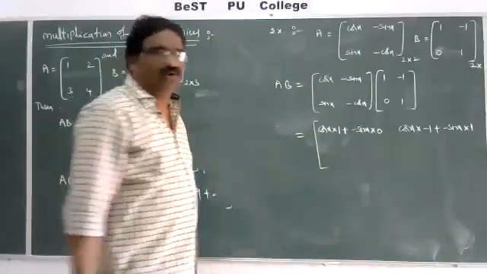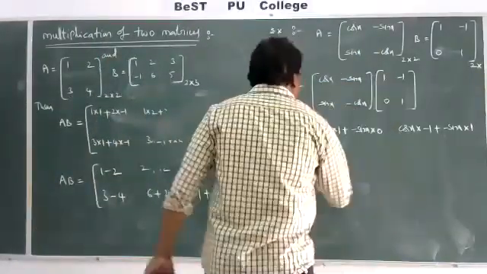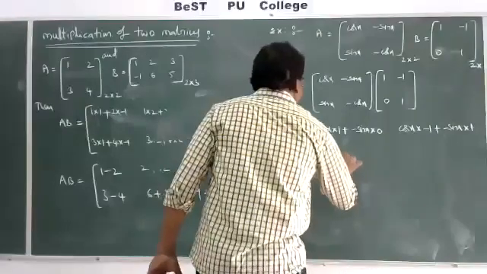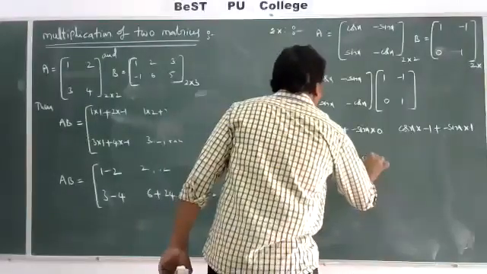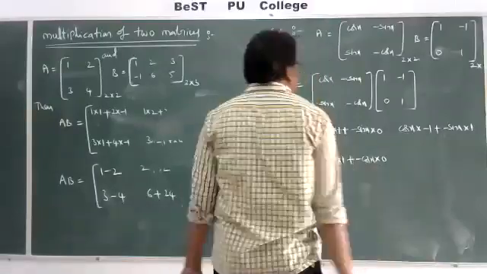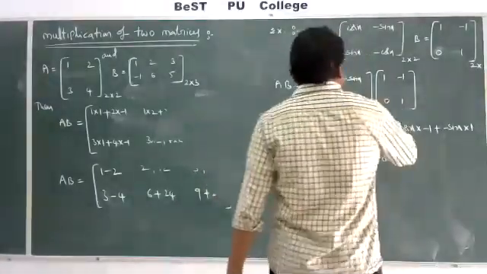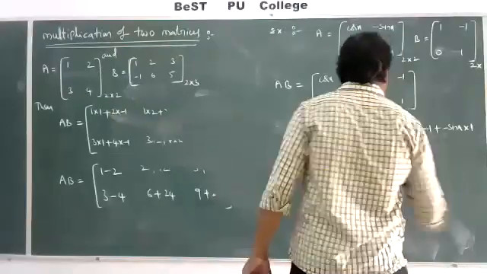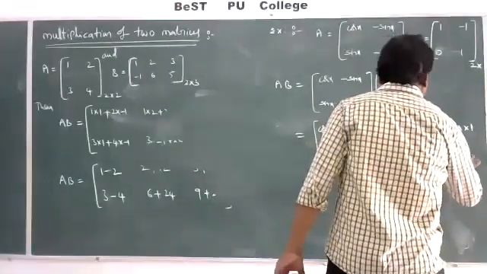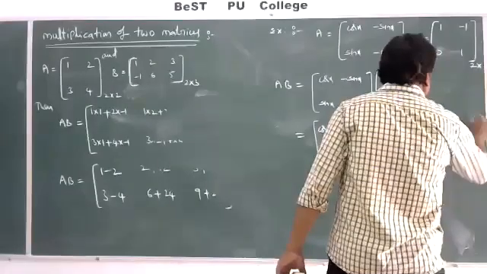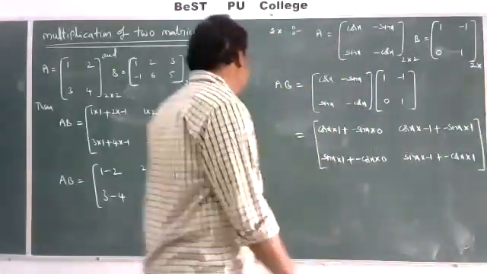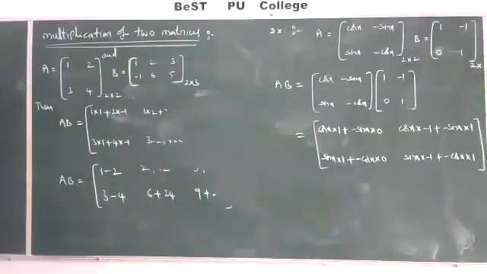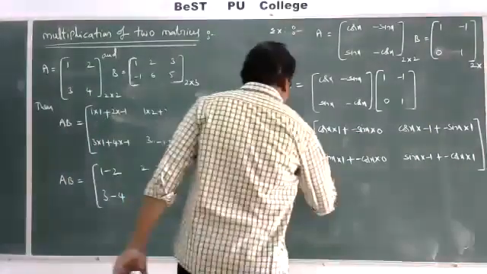You go for the second row. Second row, first column: that is sin x into 1 plus minus cos x into 0. Then second row, second column: that is sin x into minus 1 plus minus cos x into 1. Then substitute here, simplify here.